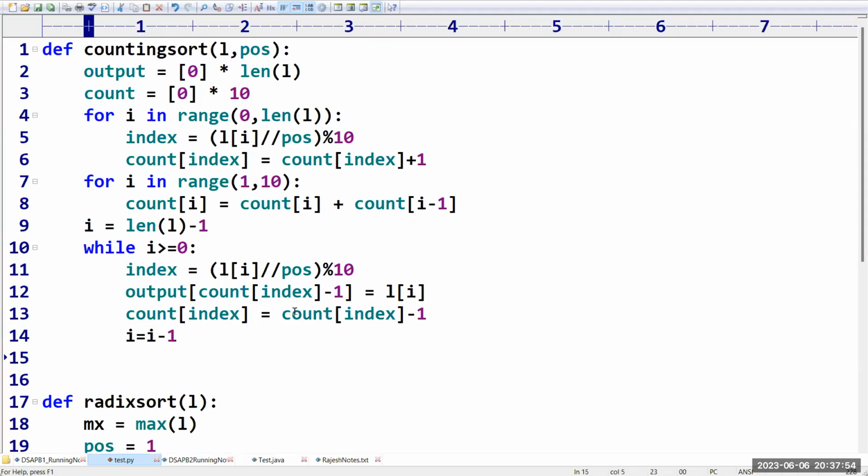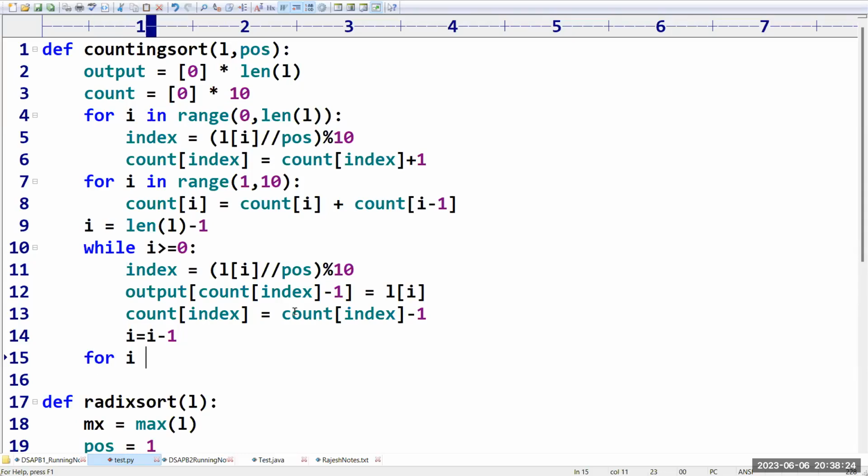So now the output array contains our result sorted based on the first digit, that is the unit position. And in the count array, how many times that particular digit occurred is maintained. So now both are updated. Now we have to copy that output into your original array, which is nothing but a list.